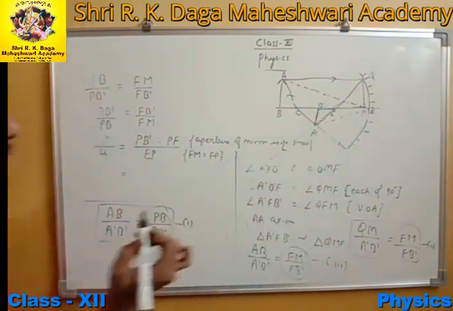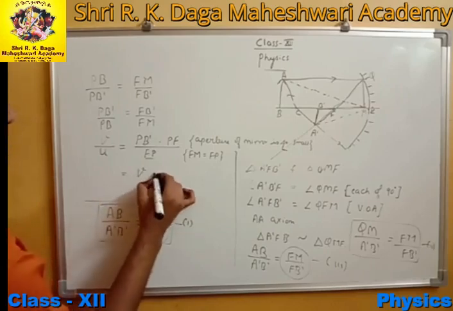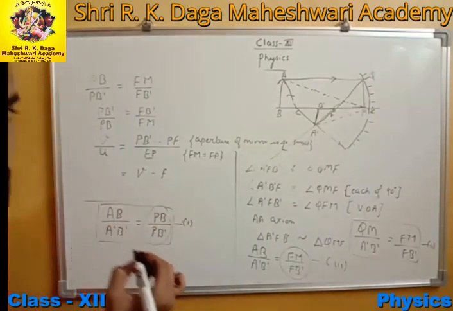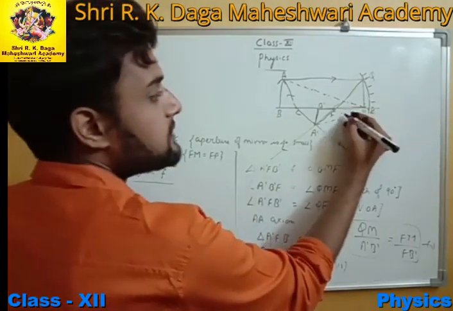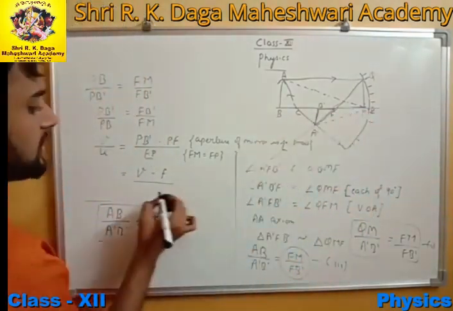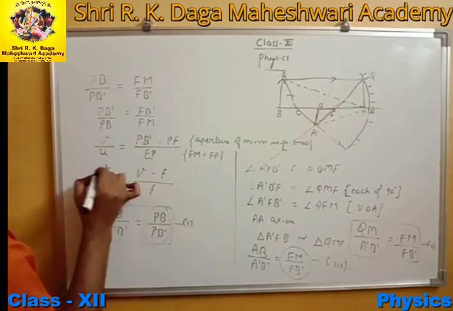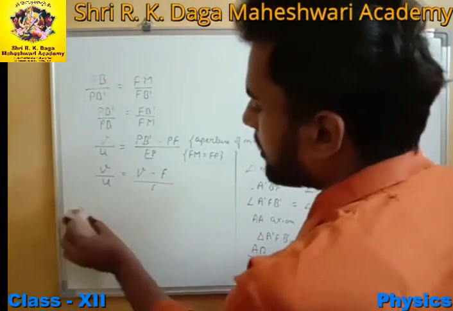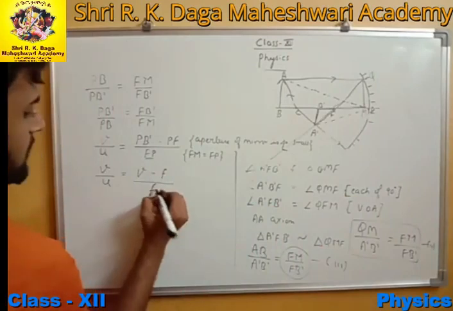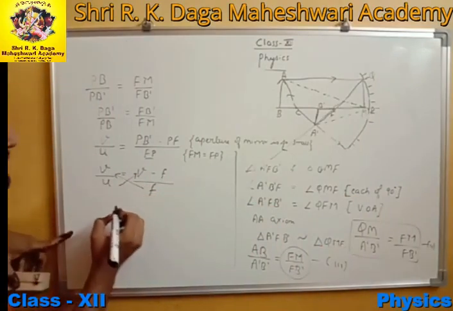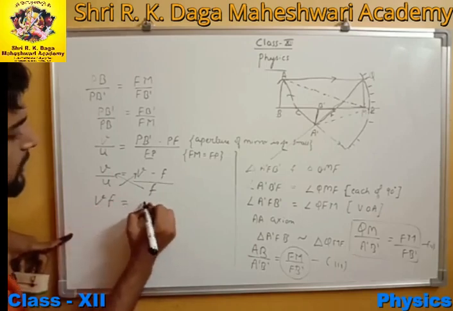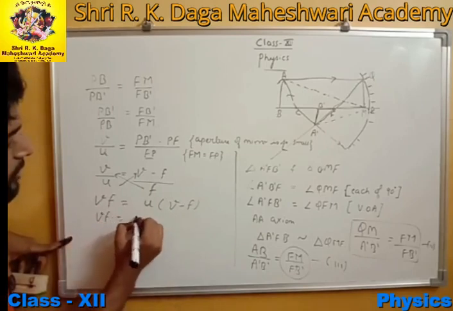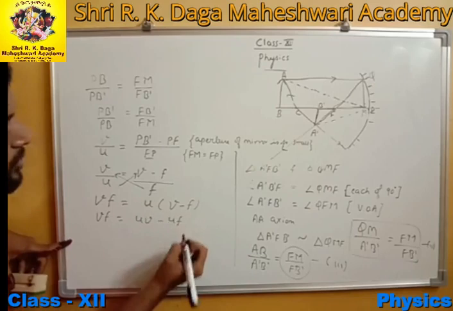The distance between pole and image is denoted by small v, minus the distance between pole and focus is called the focal length and it is denoted by small f, divided by the distance from F to P. That means the distance from pole to focus we write as small f. Now what do we get from here? On cross multiplying these two terms, what you will get? Vf is equal to u into v minus f. From here what do we get? Vf is equal to uv minus uf.